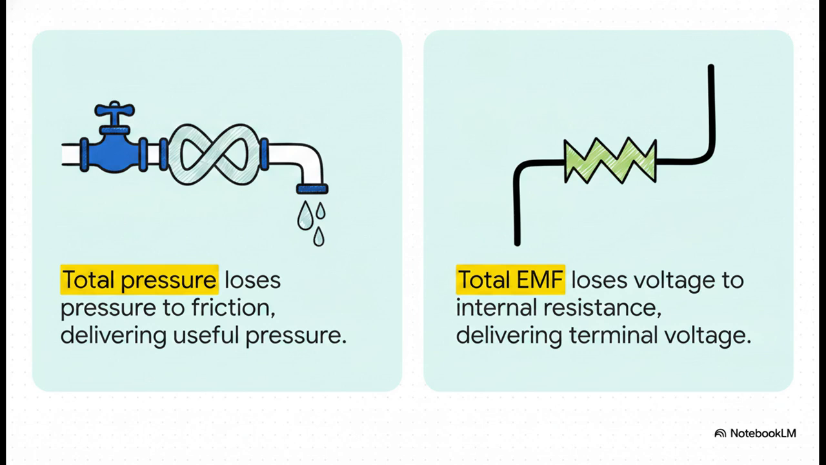Well, an electrical circuit works the exact same way. The total electrical energy, or the EMF, is like that total water pressure. The friction inside the pipe, that's the cell's internal resistance. And the pressure lost to that friction is our lost voltage. What finally makes it out to power your actual circuit is the useful terminal voltage.